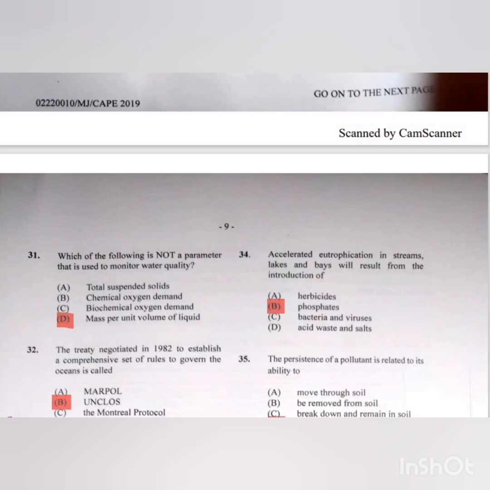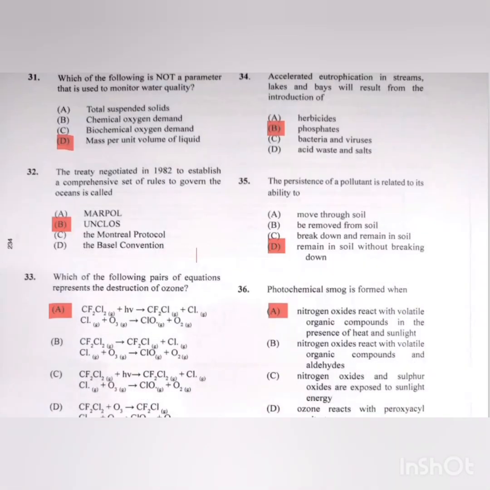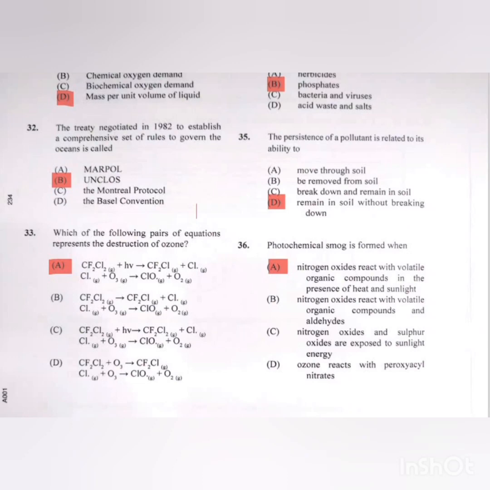31. Which of the following is not a parameter that is used to monitor water quality? The answer is mass per unit volume of liquid. 32. The treaty negotiated in 1982 to establish a comprehensive set of rules to govern the oceans is called B. UNCLOS. 33. Which of the following pairs of equations represents the destruction of ozone?